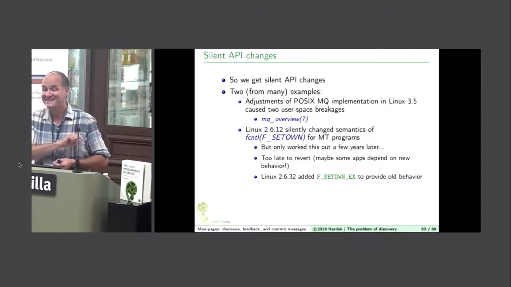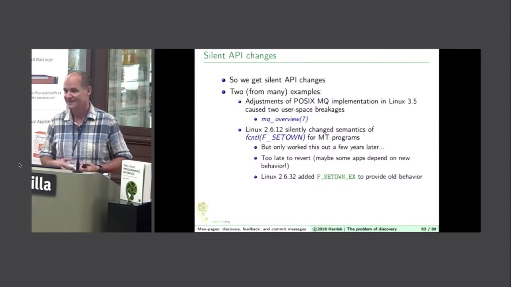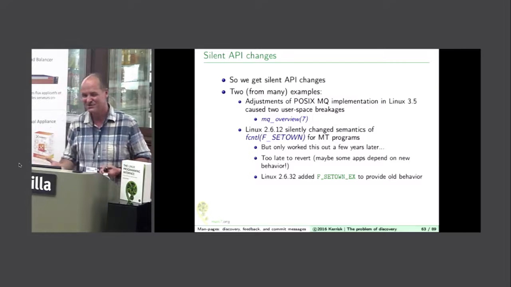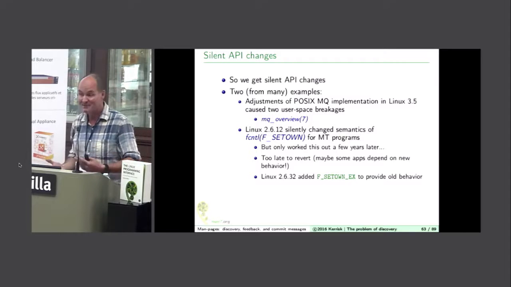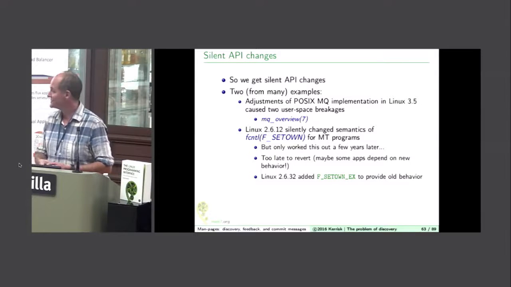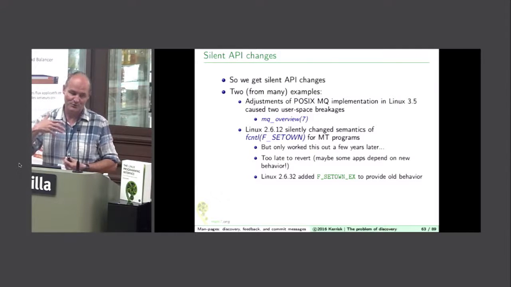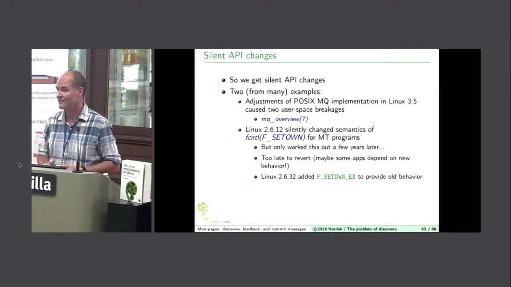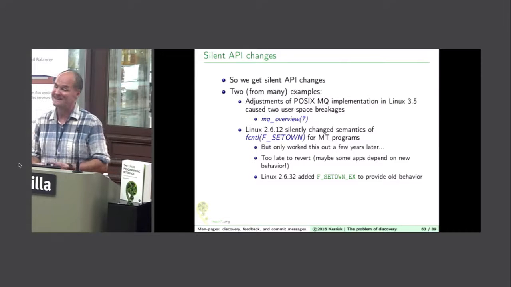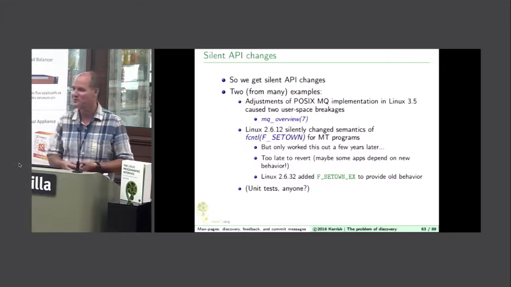People only worked this out several years later. I think it was 2 or 3 years before someone said, hey, this behavior has changed. Of course, by that time, it's too late to revert because maybe there are new applications that depend on the new behavior. And so the solution there was we added another fcntl operation to give us the old behavior for people who decided they desperately needed it. No unit tests, of course.